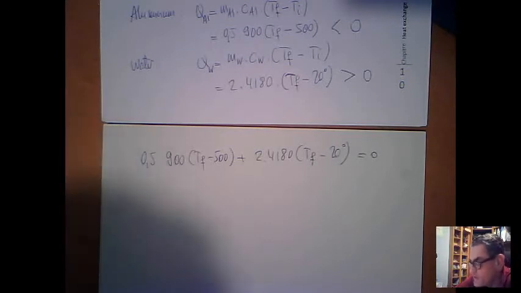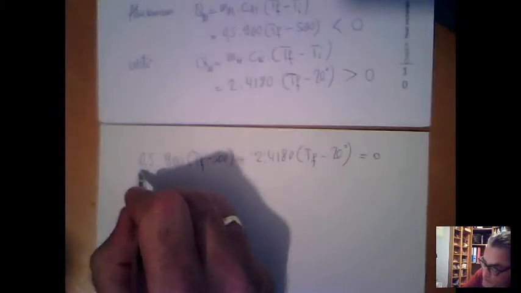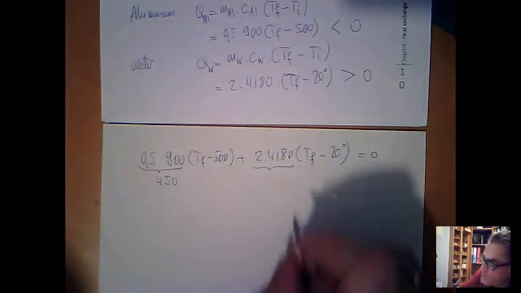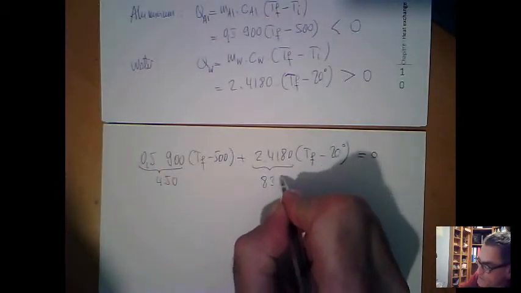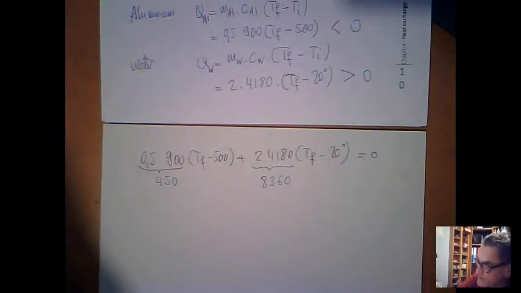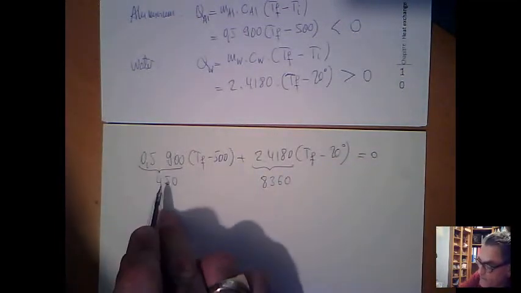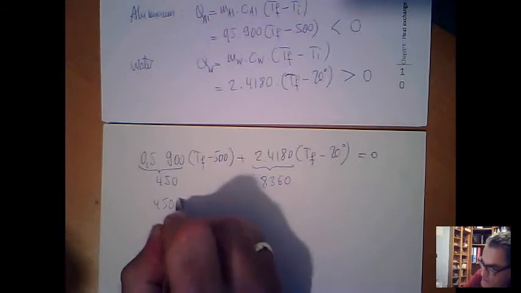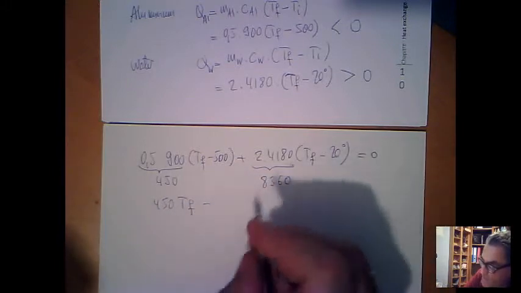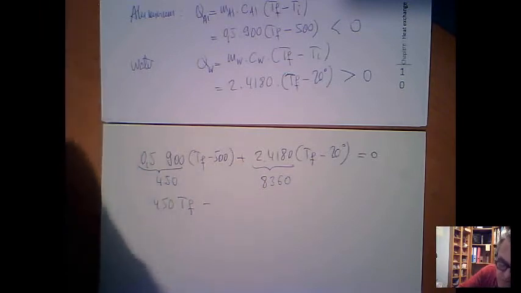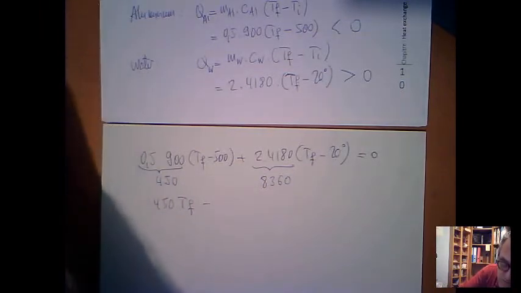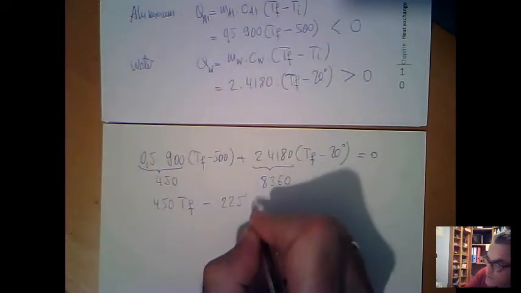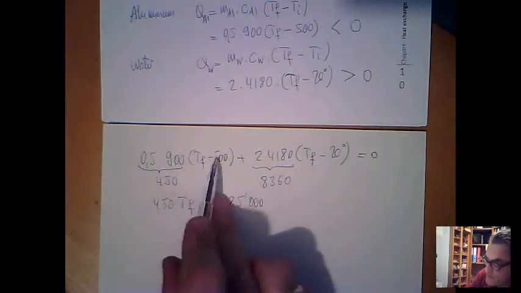Yeah, we distribute and then we rearrange the terms. Let me first compute these numbers because I don't want to carry all this with me. So this is 8,360, and this is 450. Now this gives me two terms: 450 TF minus 450 times 500, which is 225,000. These are these two terms here.